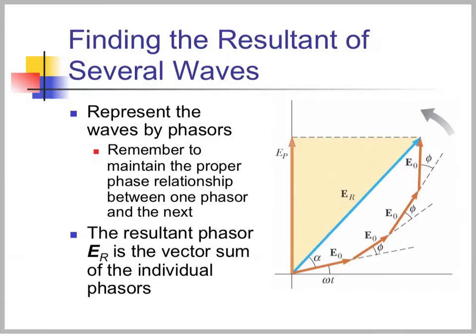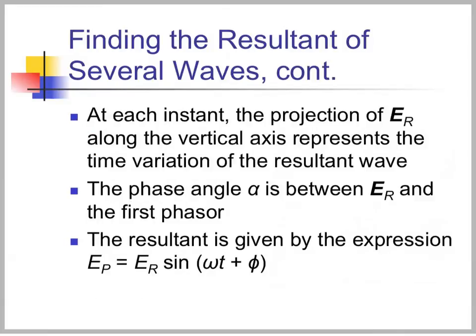The resultant phasor is the vector sum of the individual phasors. At each instant, the projection of ER along the vertical axis represents the time variation of the resultant wave. The phase angle alpha is between ER and the first phasor. The resultant is given by the expression EP is ER sine omega t plus phi.